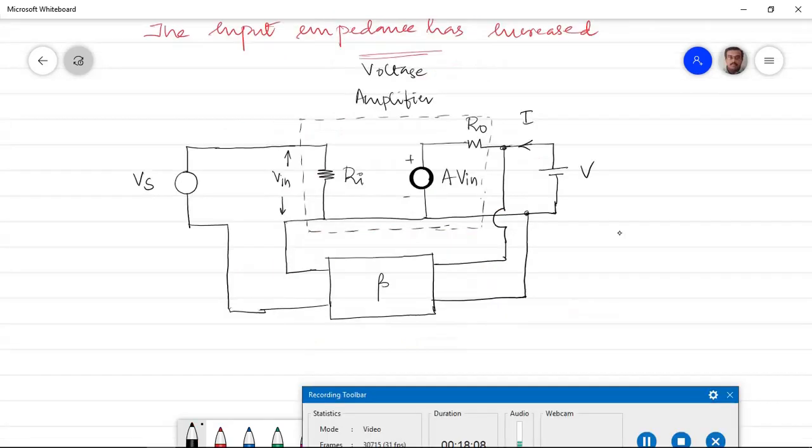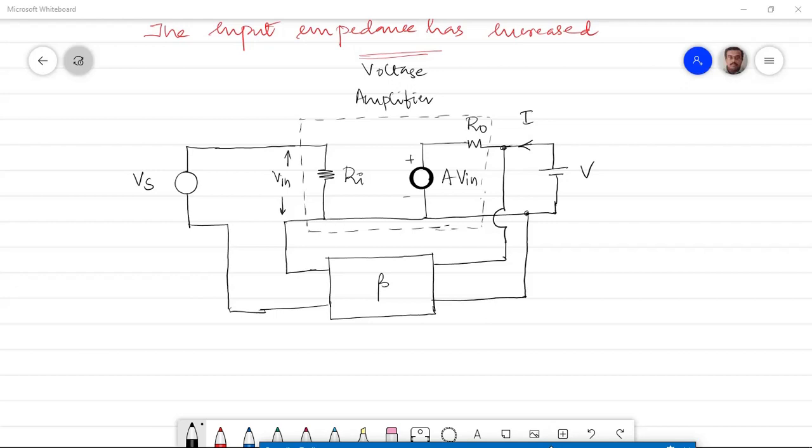Yes, I hope so. Now what I'll do, I'll try to represent. We are interested in finding out the output impedance now. So let us say output impedance.